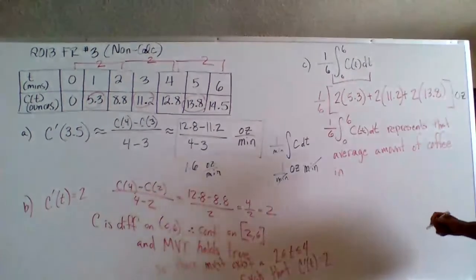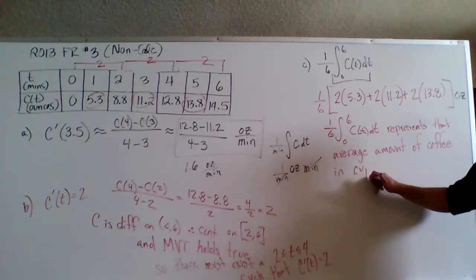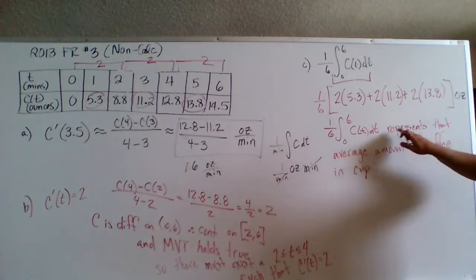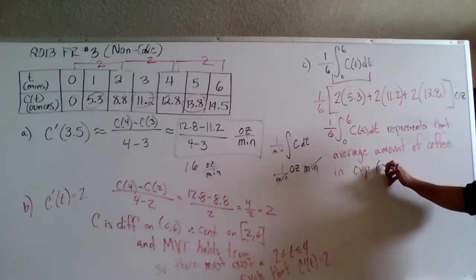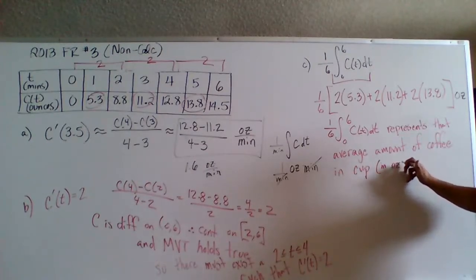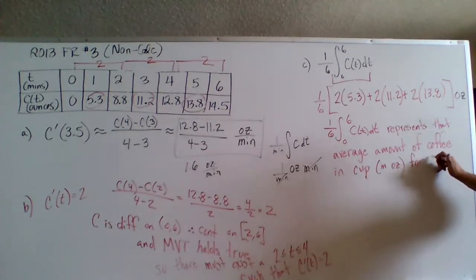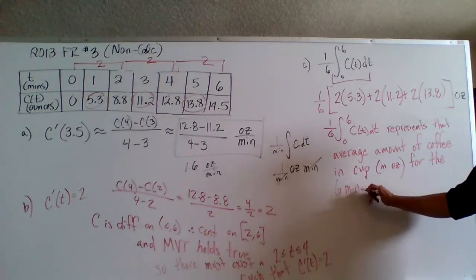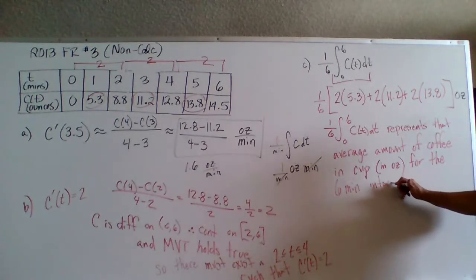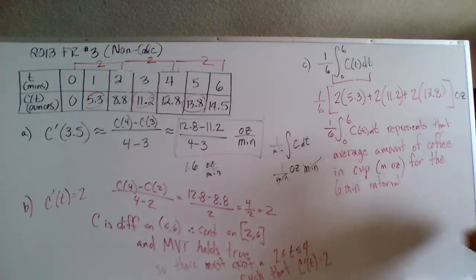Yep, from a large cup, in cup. So this represents the average amount of coffee in the cup in ounces for the 6 minute interval. Okay, lots of different ways you can word that.